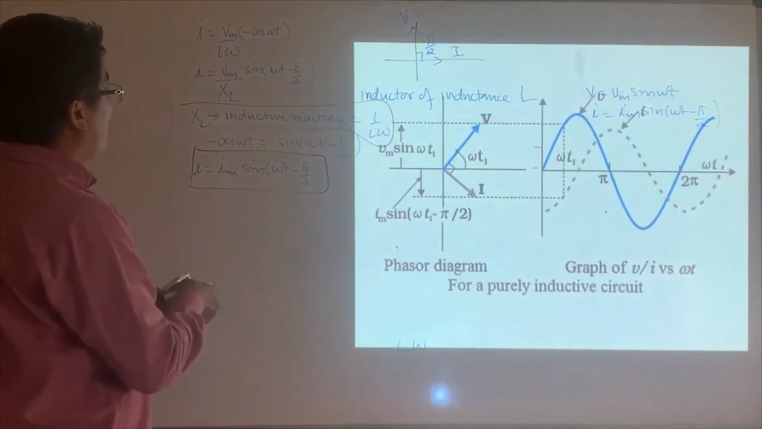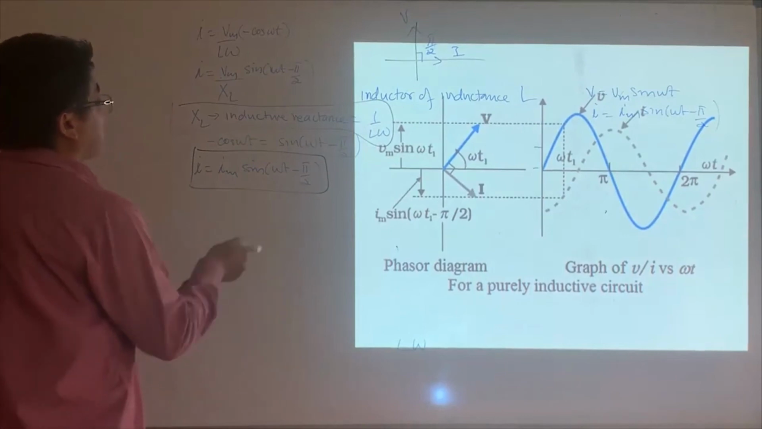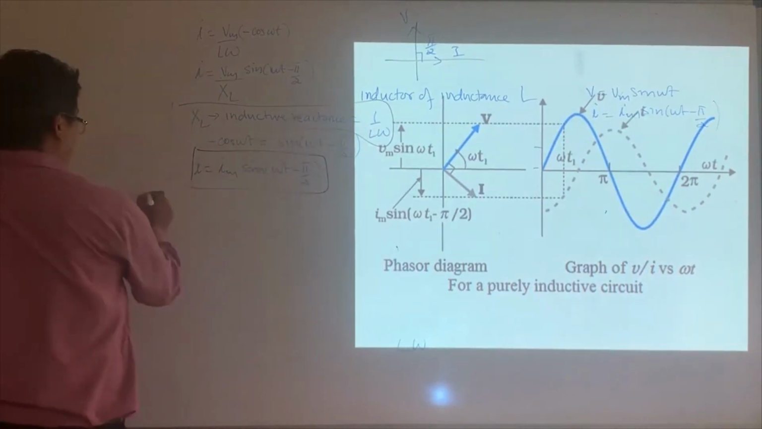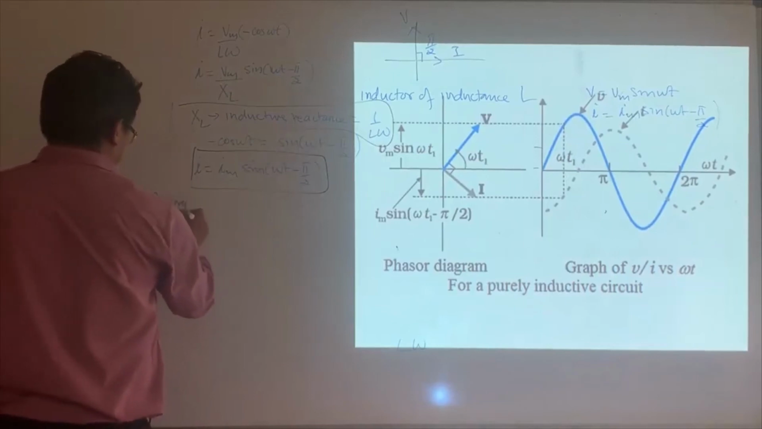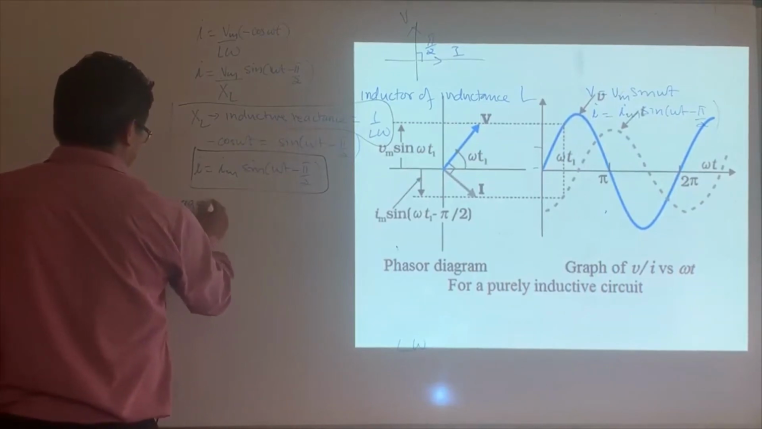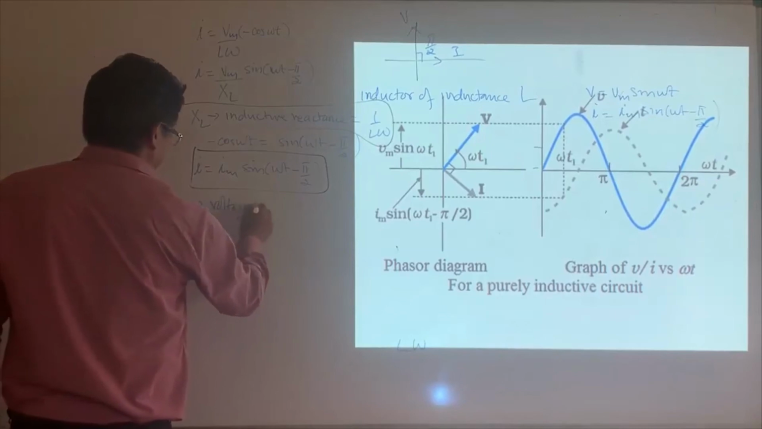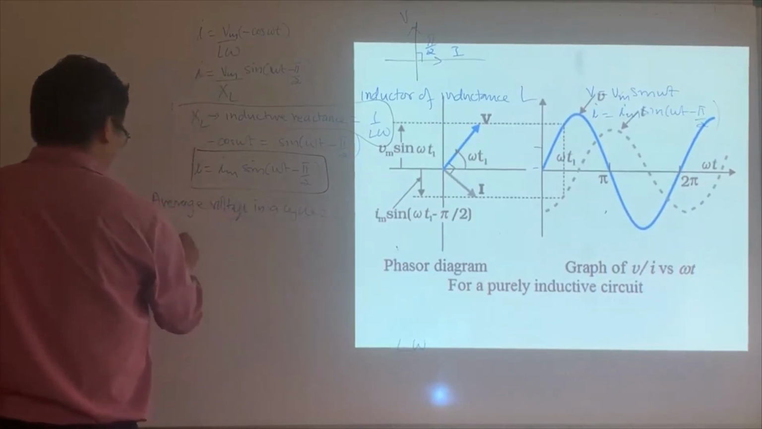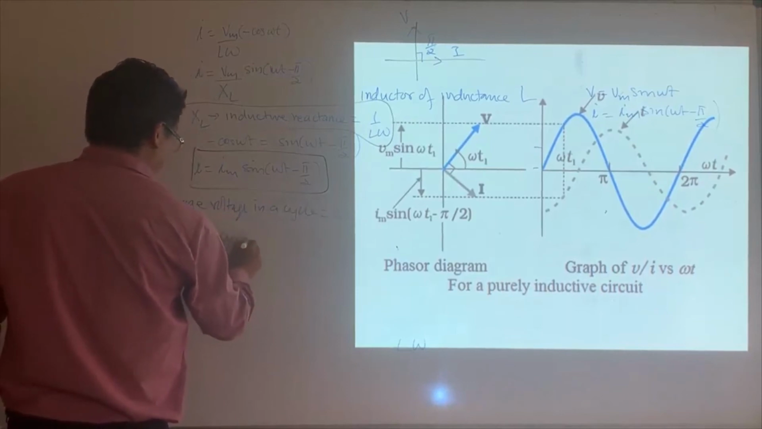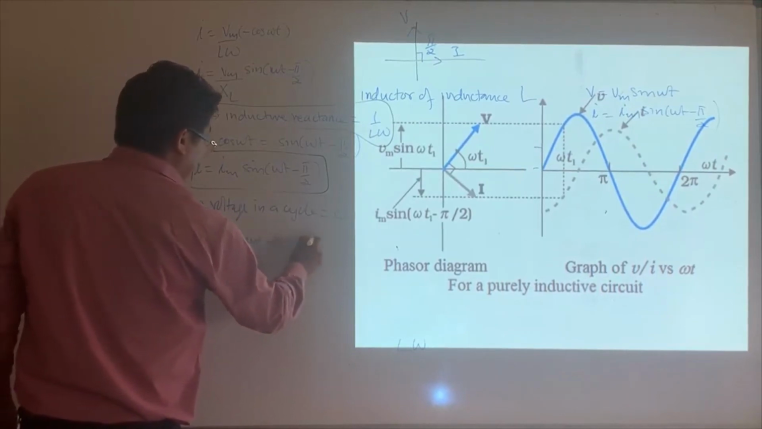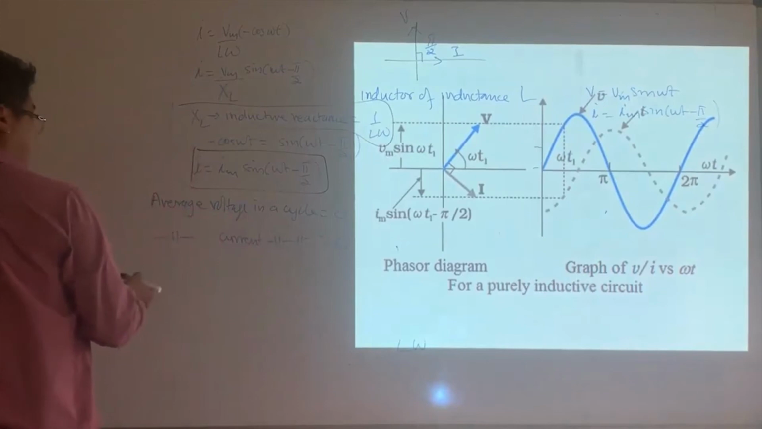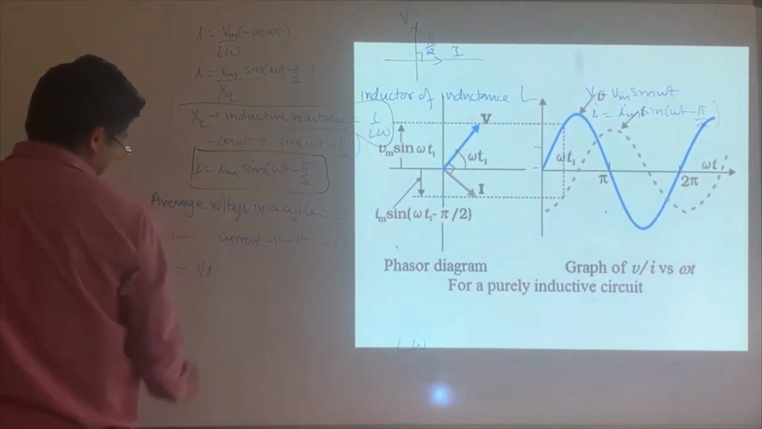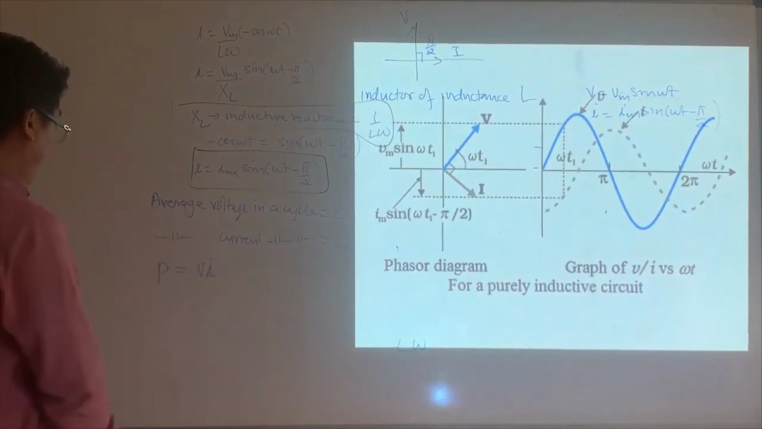Now what about average power? Average voltage in a cycle is zero. Average current in a cycle is zero. What about average power? Instantaneous power is VI.